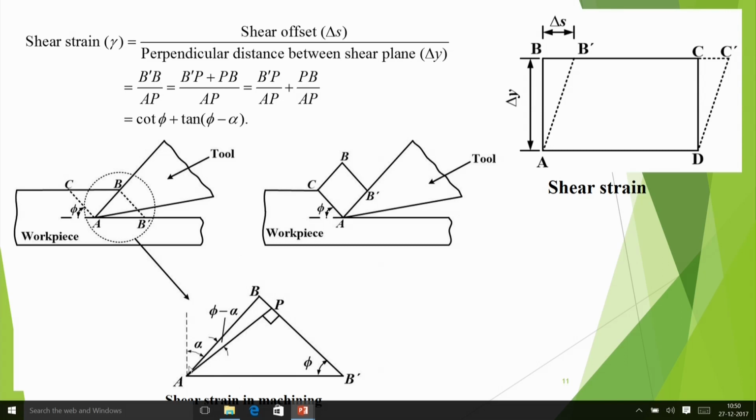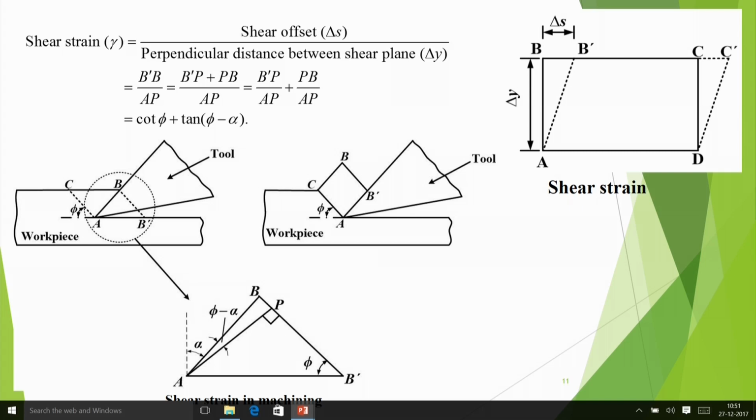Why this? Because the AB line is making an angle alpha with the vertical, and this perpendicular will make phi from the vertical. So this angle becomes phi minus alpha. So you get a nice expression: shear strain gamma is equal to cot phi plus tan of phi minus alpha.